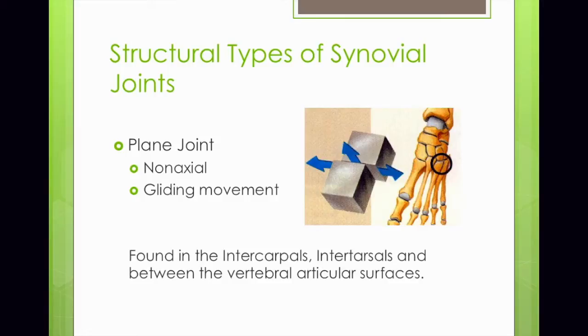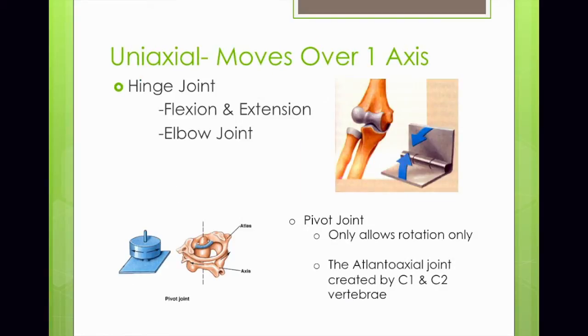We can rarely see this with our own eyes since these joints are found in intercarpals, intertarsals, and between the vertebral articular surfaces. The next 2 joints are known as uniaxial joints because they only move over one axis. First is a hinge joint, which only does flexion and extension over one axis. Some of the common hinge joints are the elbow joints and the interphalangeal joints.